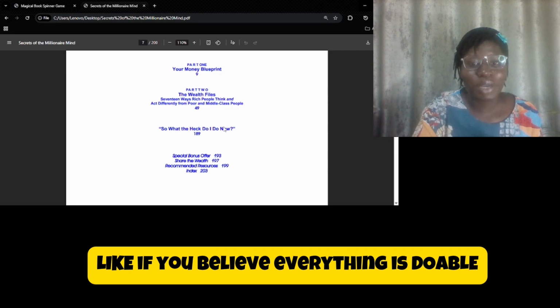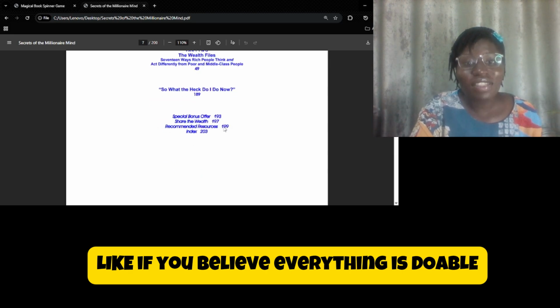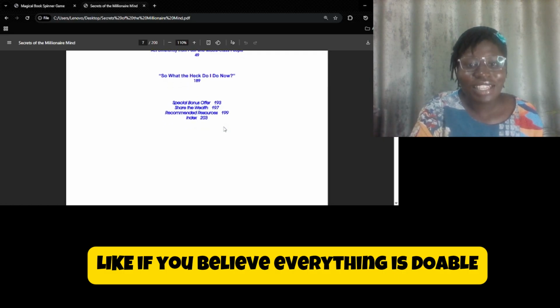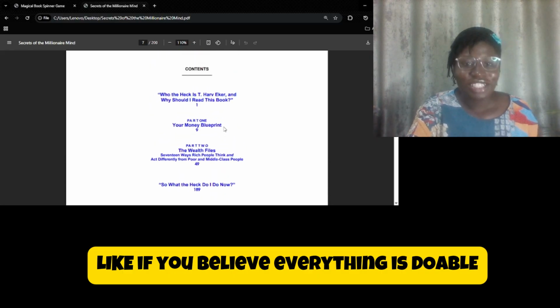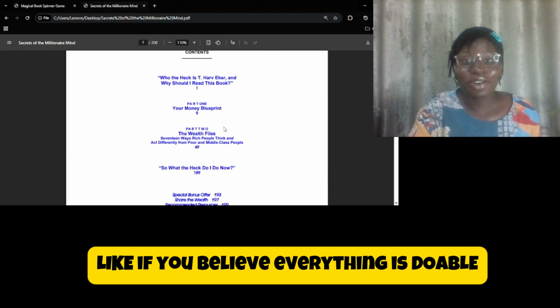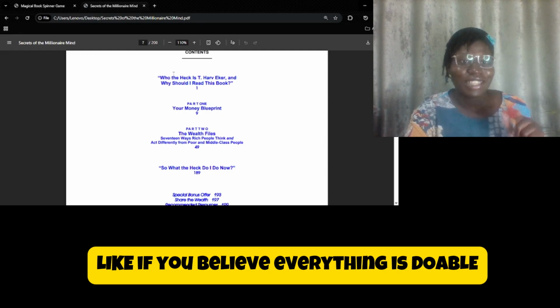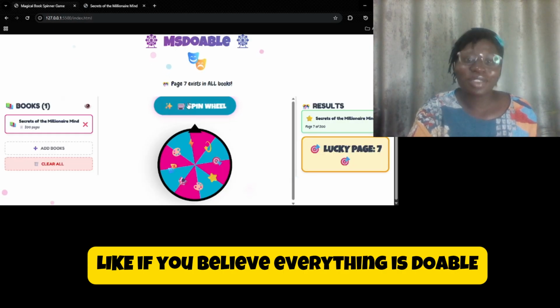I think I like this part. So what the heck do I do now? Special bonus offers on page 193. Share the wealth. Recommended sources index. All right, that's the end of page 7. It makes me curious. Makes me want to read this whole book right now. Let's play the game. Spin the wheel.